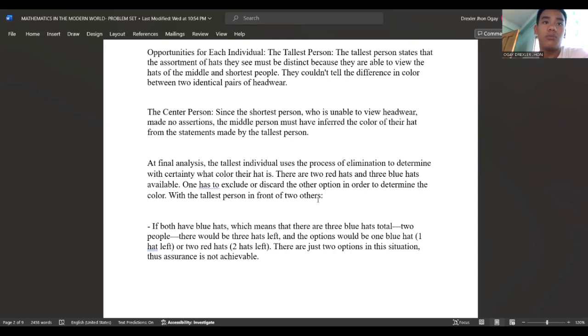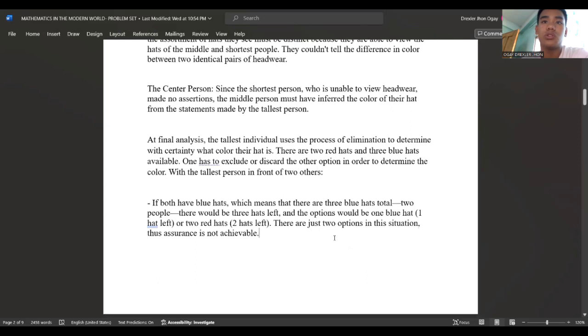If both have blue hats, which means that there are 3 blue hats total, 2 people, there would be 3 hats left. So 5 sila, 5 tao. And the option would be 1 blue hat left or 2 red hats. 2 hats left, no? There are just 2 options in these situations. Thus, assurance is not achievable. So mag-assume ka na hindi mo alam.